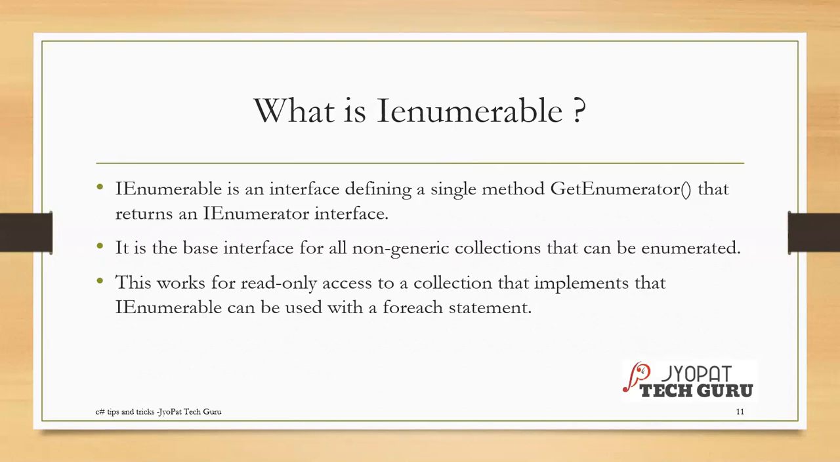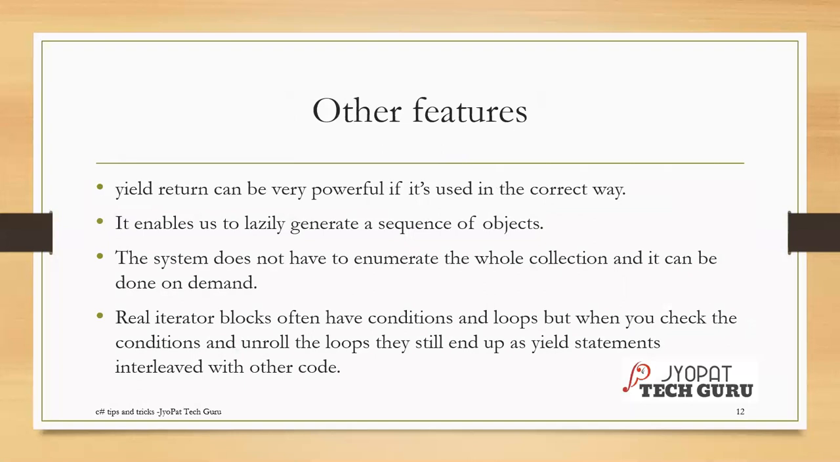This works for read-only access to a collection. A collection that implements IEnumerable can be used with a foreach statement. You can hold the data using enumerable, but later on you will again be using a foreach loop to extract all the data from it. So what are the other features of enumerable?